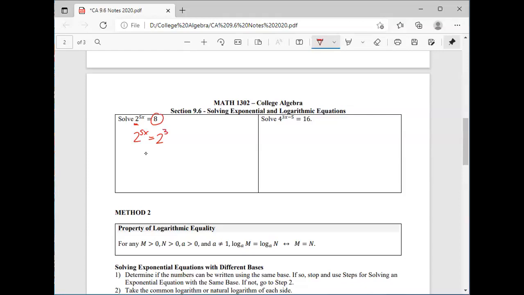Exactly, right? 8 is 2 times 2 times 2. So I could change 8 to be 2 to the 3rd. And when I change it to be 2 to the third, now we have the same bases. So that means that we can just say, okay, well, 5x is equal to 3. We solve for x by dividing by 5, and so x would be 3/5.